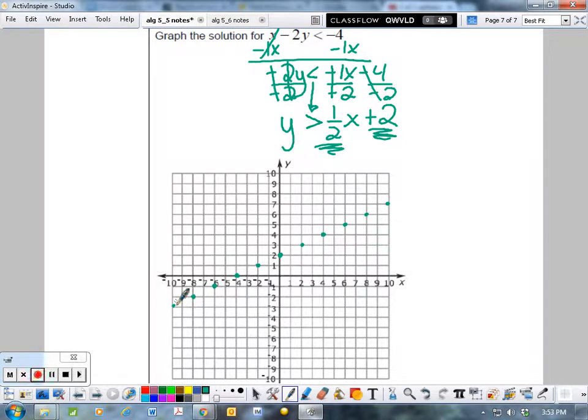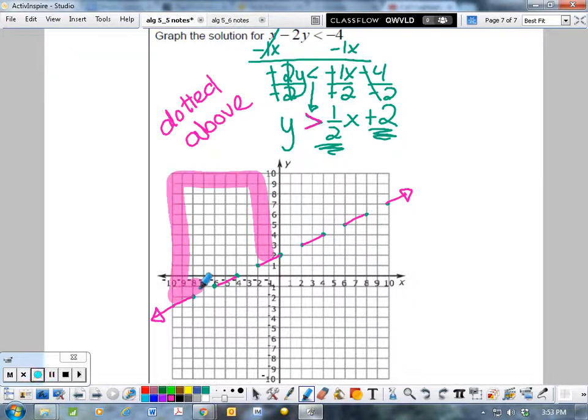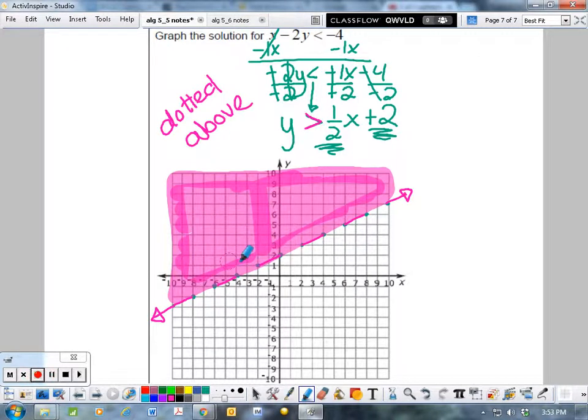Now I go back to my inequality symbol, and it is greater than, not or equal to, so it is a dotted line, or dashed. Some people like to say it's dashed. And then because it's greater than, I shade above the line. So now I've got my highlighter, and I'm shading above the line, so I'm shading all of this area. And that is our graph.